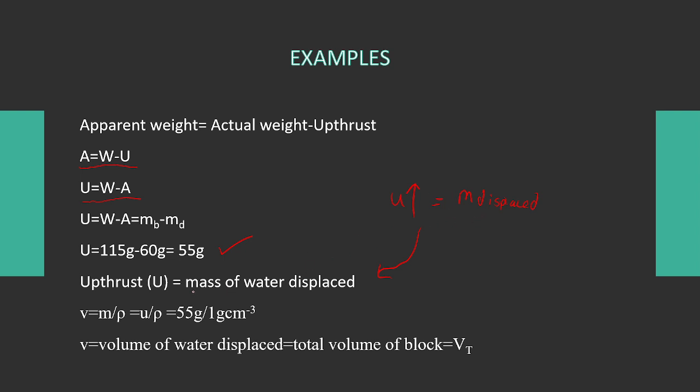That's what we have down here. So with the same thing we did earlier, you know the volume is mass over density. And the mass in this case is equal to the upthrust. So we have the upthrust over the density. So you are going to have 55 grams divided by 1 gram per cm cube. And that's going to give us 55 cm cube.